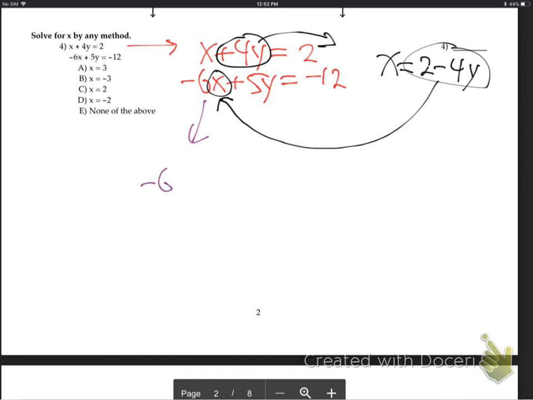All right, y'all seeing what's happening here? So bring this down. Minus 6 times x. What is x? 2, and let me change the color here. 2 minus 4y plus 5y is minus 12, like that. We good there? Everybody see what I did there? Is that okay? I'm just plugging that in. I'm taking that x and plugging that in right there.